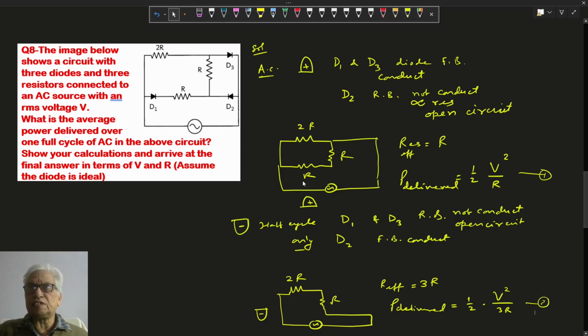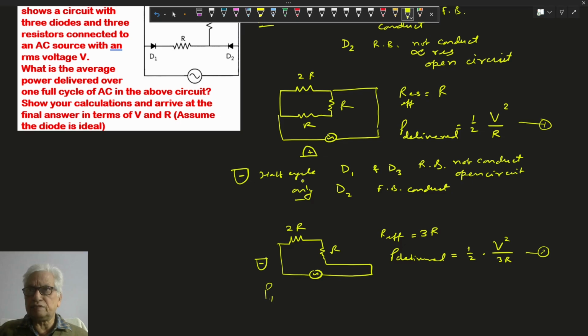Then for one full cycle the total power delivered will be equal to 1 by 2 V square upon R plus 1 by 2 V square by 3R. Taking V square by R common, here 1 plus 1 by 3, so it is 4 by 3. It's 2 by 3 V square upon R. This is the answer here.